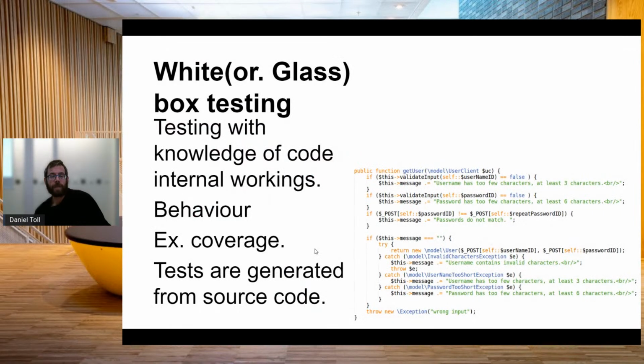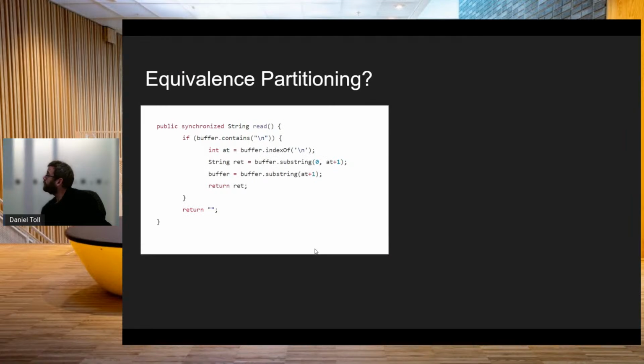If I have white box testing, I have access to the source code in order to test things. And usually the source code decides the input domain. So if we take a look at this piece of code, it's not always easy to think about the input domain as a black box thing. If I have access to the source code, it's easier for me to think about what happens.